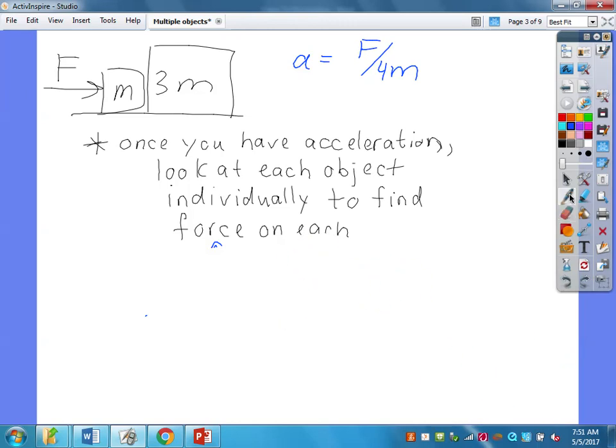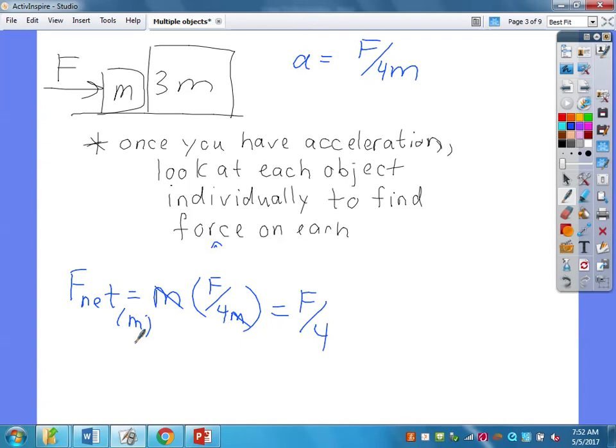Okay. So let's look at the net force on M. Net force on M would be m times the acceleration, F over 4m. So what net force does the first box feel? It would be F over 4. I cancel out the m's. That would be the net force on M. What about the net force on 3M?